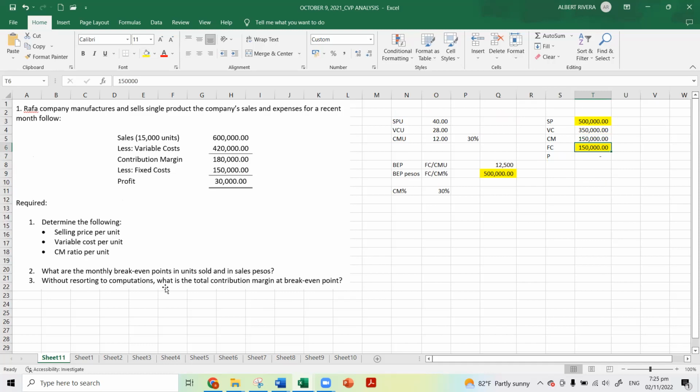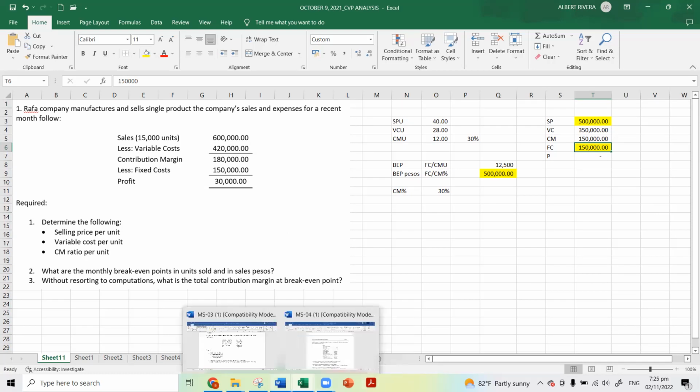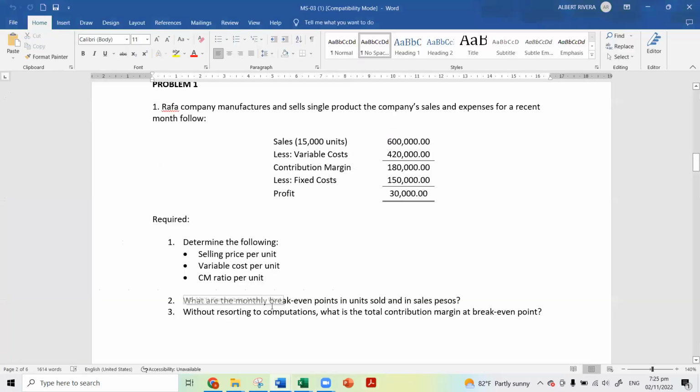So without resorting to computations, if you're asked what is the total contribution margin at break-even point, that should always be equal to your fixed cost, as your contribution margin is the amount that will absorb the corresponding fixed cost. Okay, so that is your problem one. Let's proceed to the next item in module 4.